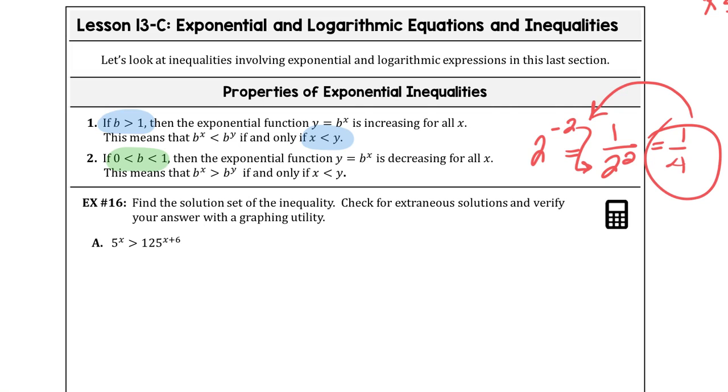So if you have a base value, whether it's an exponential function or a logarithmic function, and you have an inequality, then your inequality symbol gets switched around. We're going to go ahead and deal with that negative up front. It allows us to just take care of business ahead of schedule.